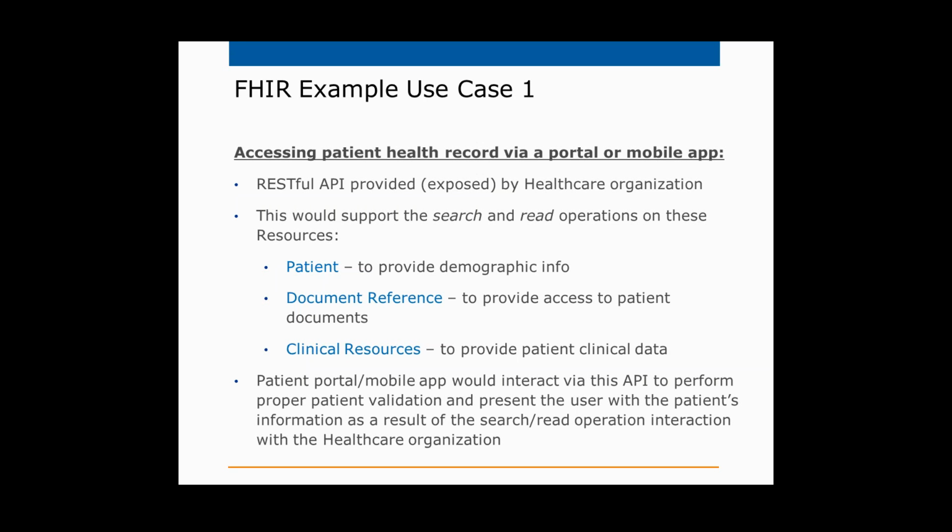The way that would work with that API would be the portal or the smartphone would basically interact with that API to perform the patient validation using the patient resource, then present the user with the patient's information as a result of that document search and return. So just using those three resources, an API could be written to basically pass the patient's information in, and we'll spit back all of the patient's clinical documents, or pass the patient's information in and a certain date, and we'll return all the clinical information about that specific date. Things like that. You can write APIs to do things like that, just using those resources.